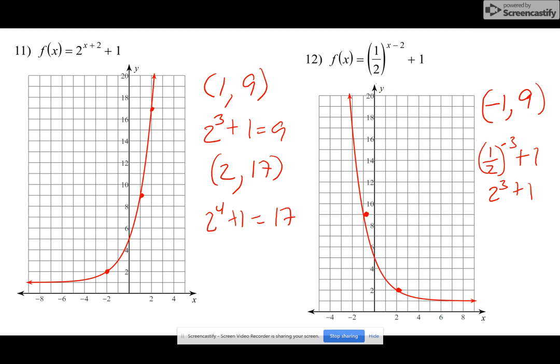So there. I want you guys to know whether the graph goes up or down based on the value of the base. And I want you guys to be able to find a couple points on your graph.